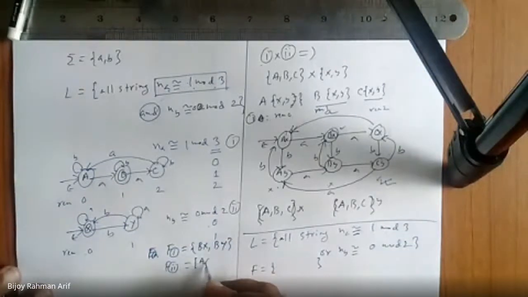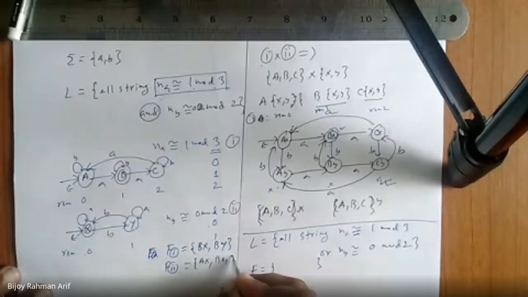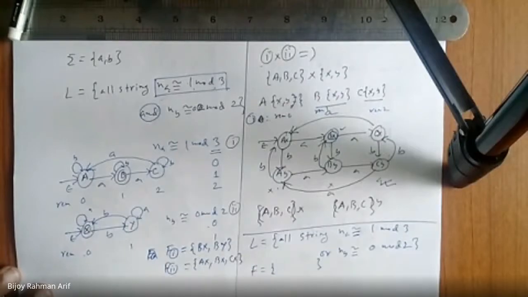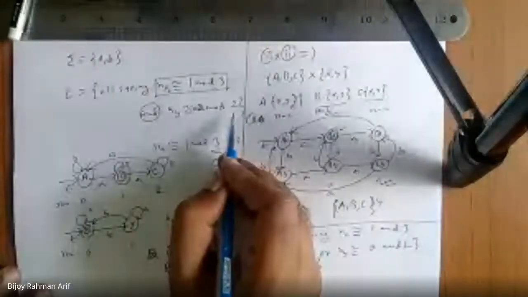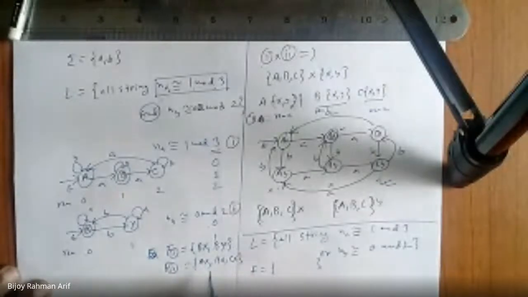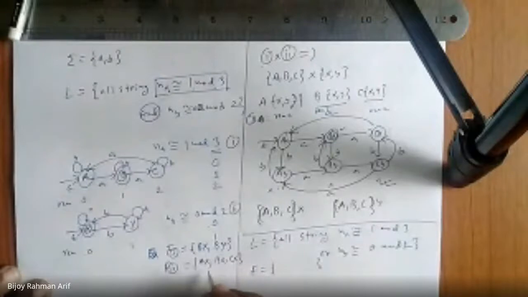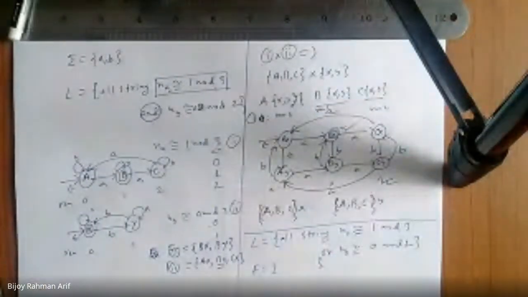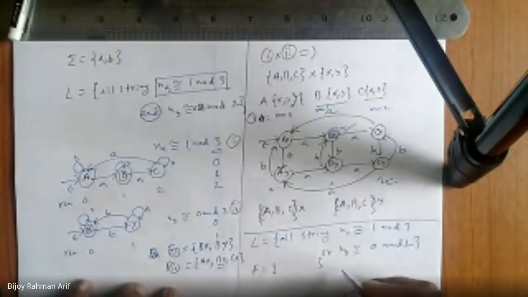So ax, bx, and cx. Am I right? Yes, finite x, it is 0 mod 2, right? So if you add this one, which one do you have to take? The common one. And which one is the common? Bx. That's bx only, the final state. You're right. So it's the same technique if you apply here.